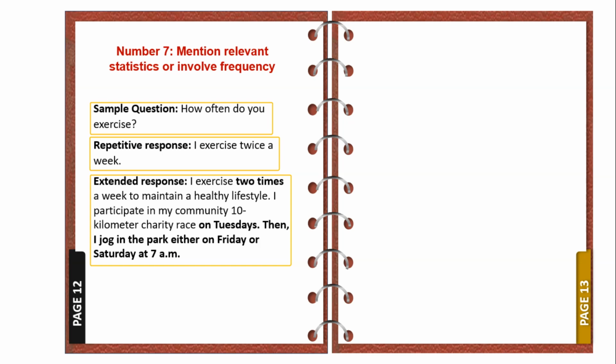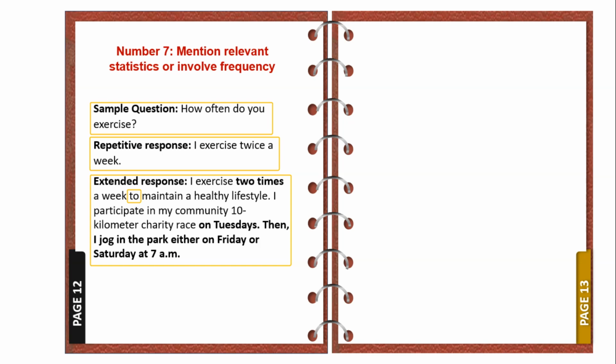So I stated that I exercise 2 times a week to maintain a healthy lifestyle. You can see I used another word here to show reason, because. So it's also from what we studied so far. I exercise 2 times a week to maintain a healthy lifestyle.